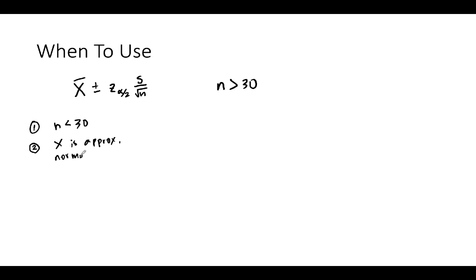Note, before we didn't need that because of the central limit theorem. We didn't care how x was distributed, because its mean would be approximately normally distributed. But now its mean is not going to be approximately normally distributed unless x itself is normally distributed.